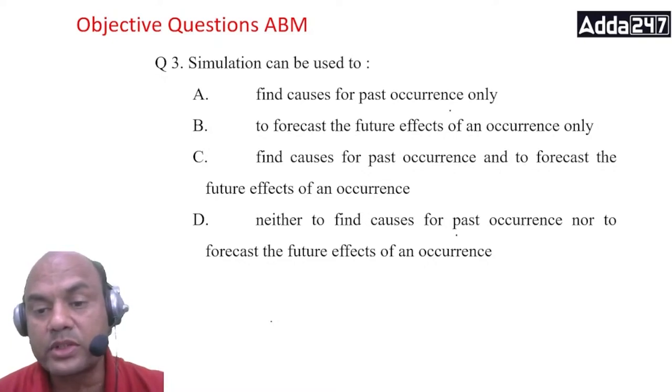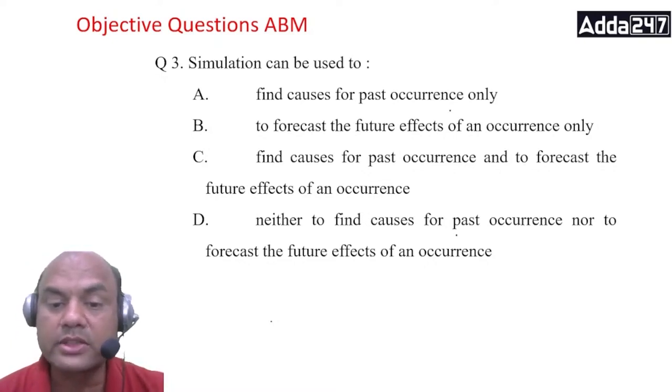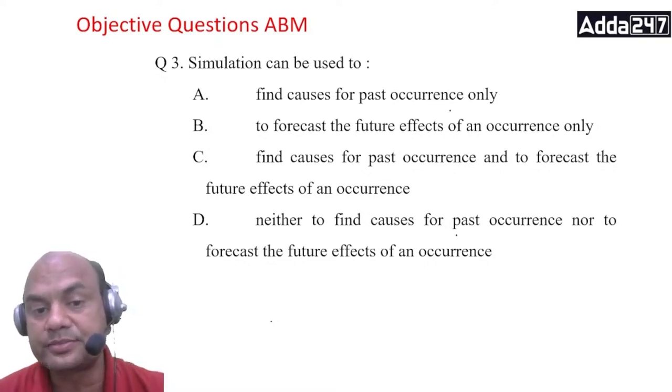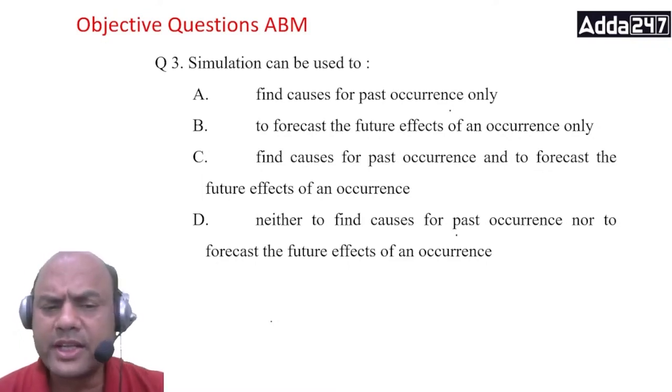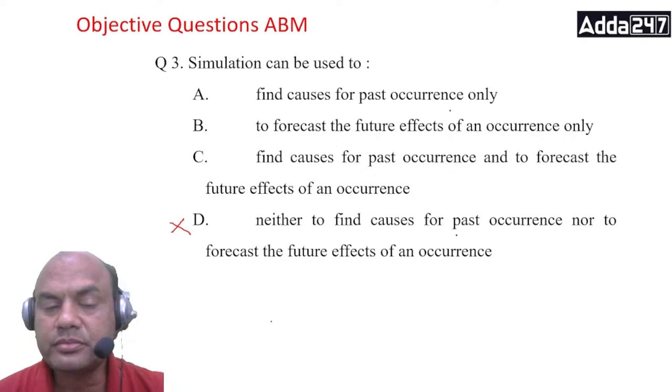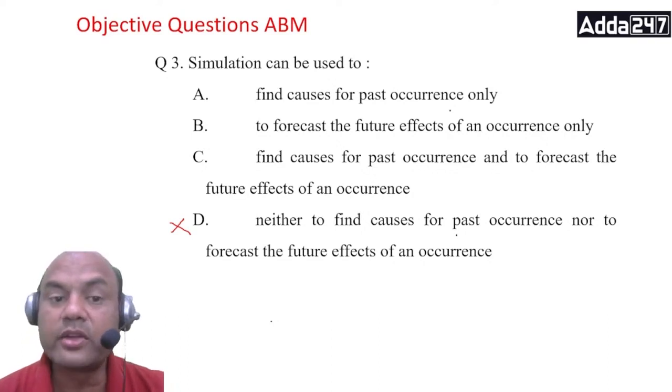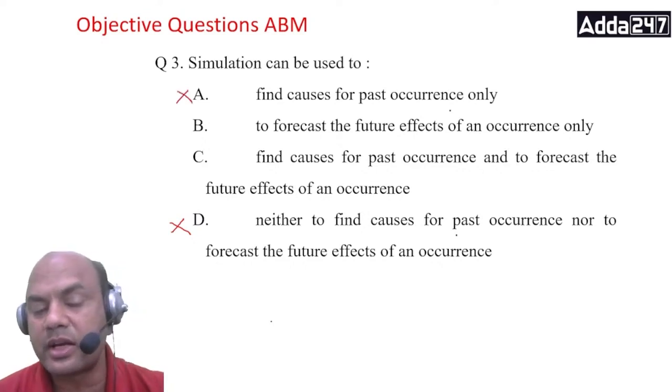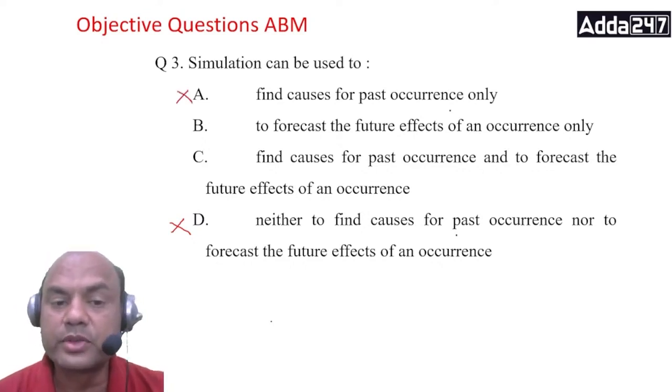Neither to find out the causes of past occurrence nor to forecast the future effects of any occurrence. Now obviously D is not the answer, okay? Neither is not the answer. Now you will get confused over here whether to type A or B or C. A is also past occurrence only, that is not the right answer. So you will get confused between B and C.